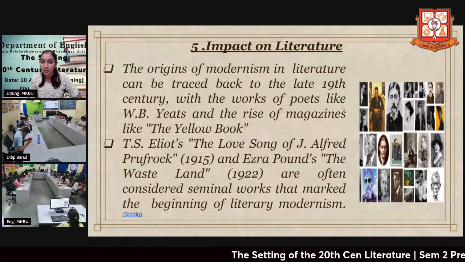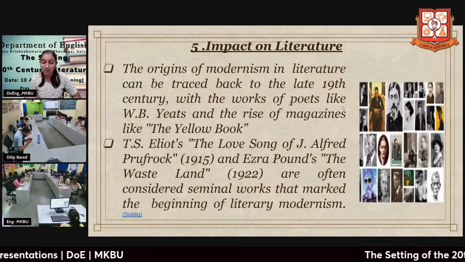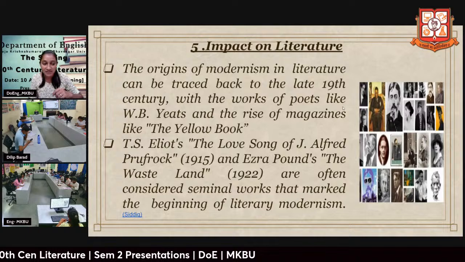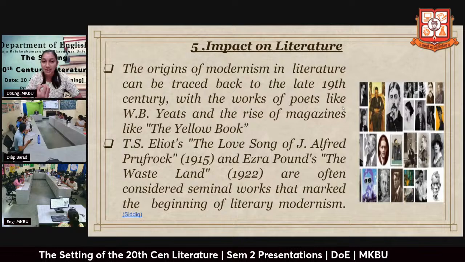Now, the important point of my presentation: how modernism impacted literature. The origin of modernism in literature can be traced back to the late 19th to 20th century. Poets like William Butler Yeats, and the rise of magazines like The Yellow Book. The Yellow Book is a magazine which was published in 1890, and it referred to the rise of modernism. Later, The Love Song of J. Alfred Prufrock and Ezra Pound's The Waste Land are considered works that marked the beginning of the literary movement of modernism.